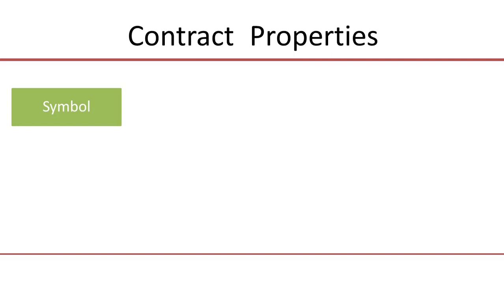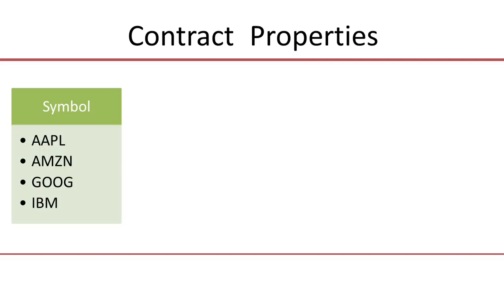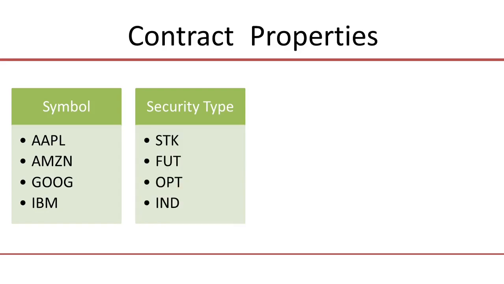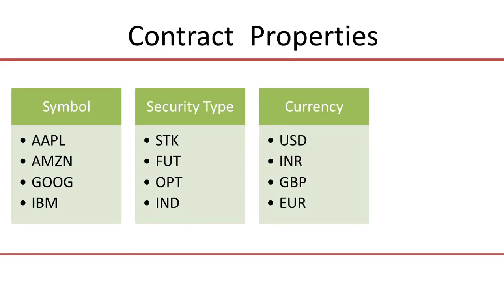So the first property is the symbol. For example, for Apple, the symbol is AAPL. For Amazon, it's AMZN. For Google, it's GOOG. For IBM, it's IBM. Next, we have the security type. So for stocks, the security type is STK. For futures, it's FUT. For options, it's OPT. For index, it's IND. Next property is the currency. So we can have the currency as USD, INR, GBP, or EUR.